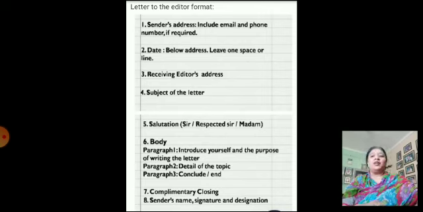Sixth is the body, the paragraphs. First, you introduce yourself and the purpose of writing the letter. Paragraph 2, detail of the topic. And paragraph 3, concluding. Then we will be having the complimentary closing, sender's name, signature or designation if required. Hope you have understood what I have taught you. You will be scoring well if you remember all these points while writing a letter in your examination.